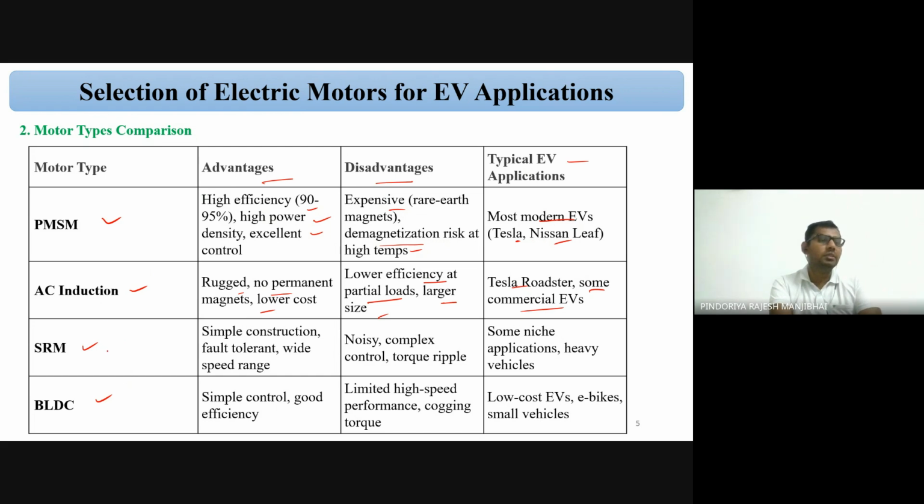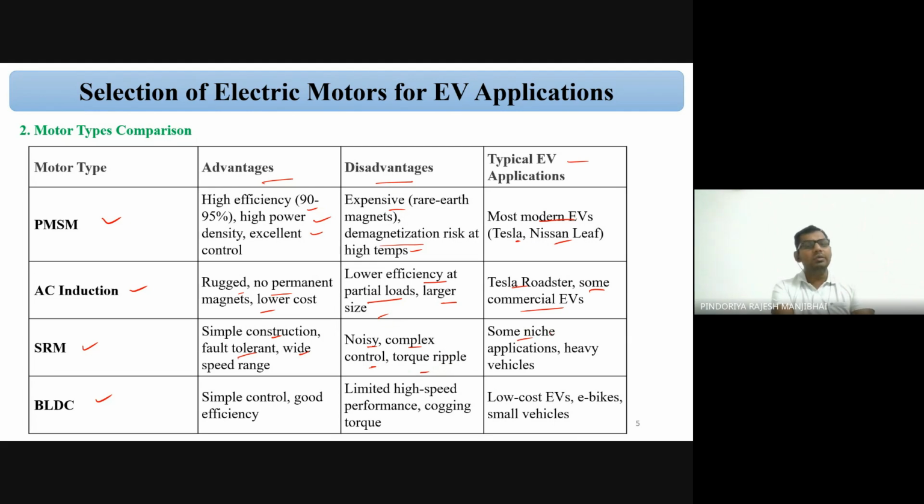The SRM motor, the switched reluctance motor, has simple construction, is fault tolerant, and has wide speed range operation. Why wide speed? Because we can operate this motor by power electronic switching, correct? But the disadvantages are that it is noisy, has complex control because it operates with power electronic switches, and has high torque ripple.